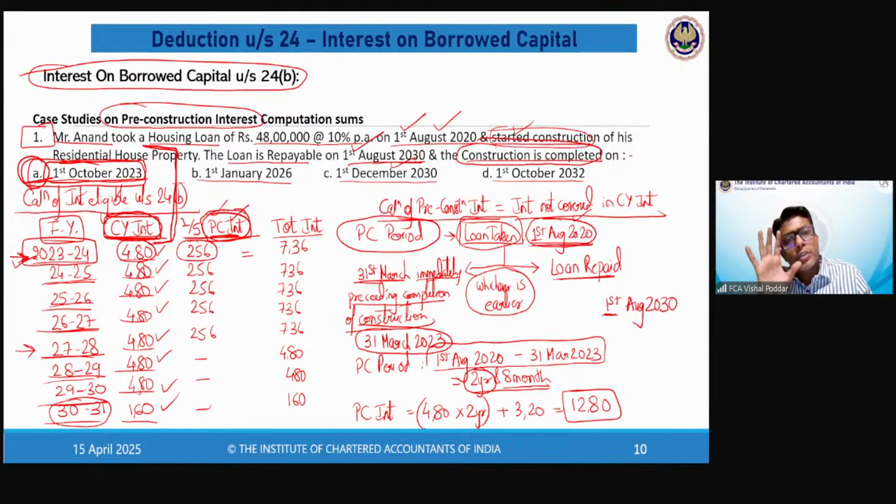Eligible means आप इतना डिडक्शन ले सकते हो. अब इतना मिलेगा क्या, ये डिपेंड करेगा आगे जब हम डिस्कस करेंगे लिमिट्स. Sir, yes, now I can relate what you said regarding accounts. Very good, Soumya.